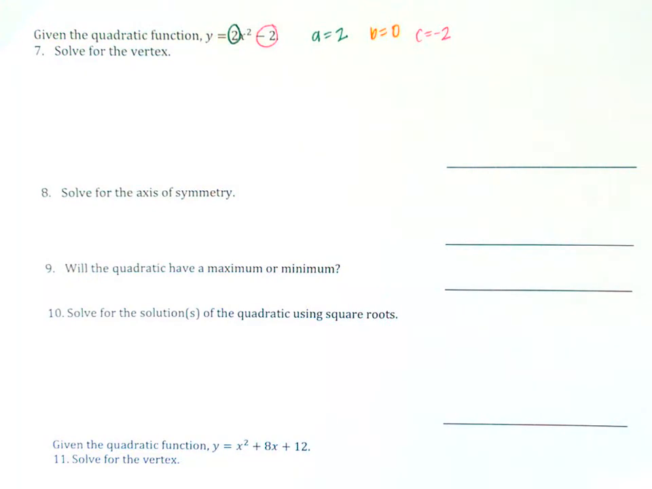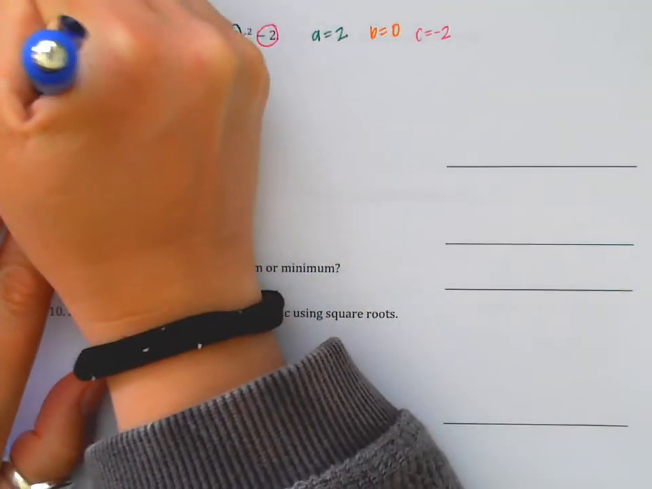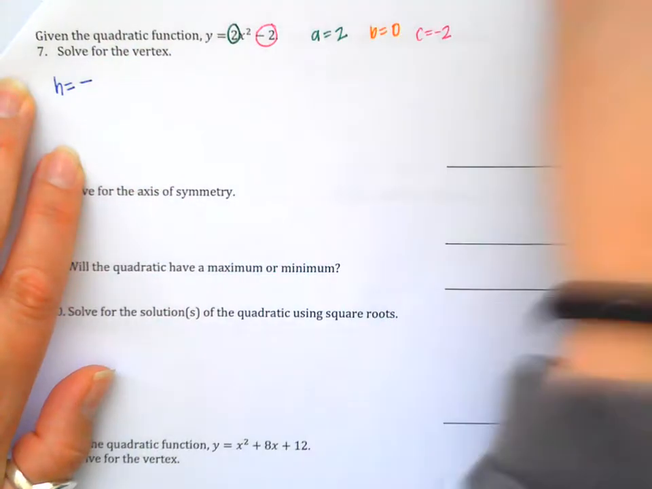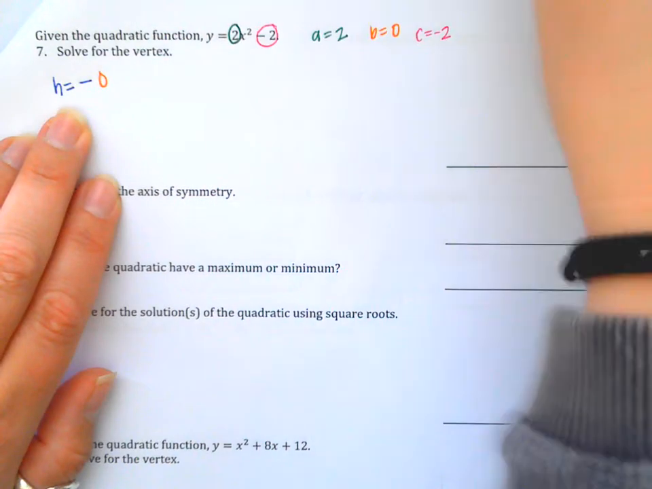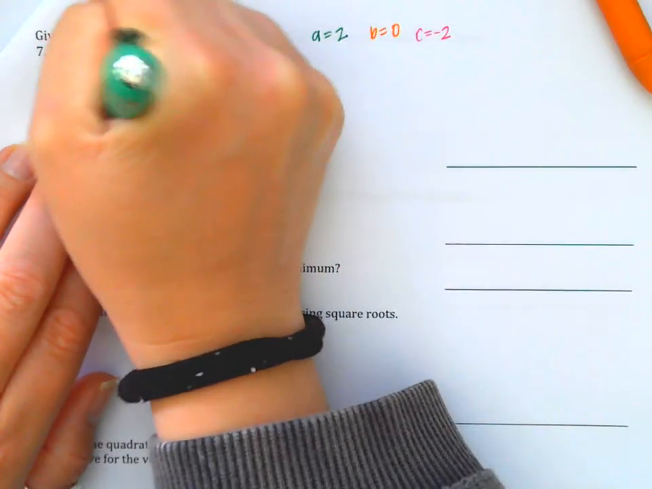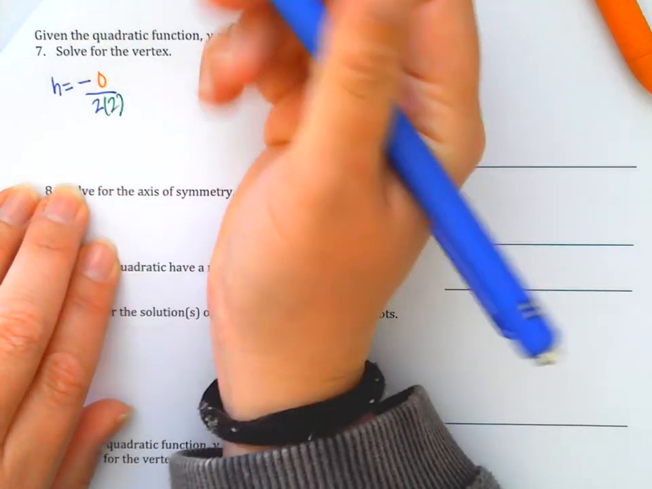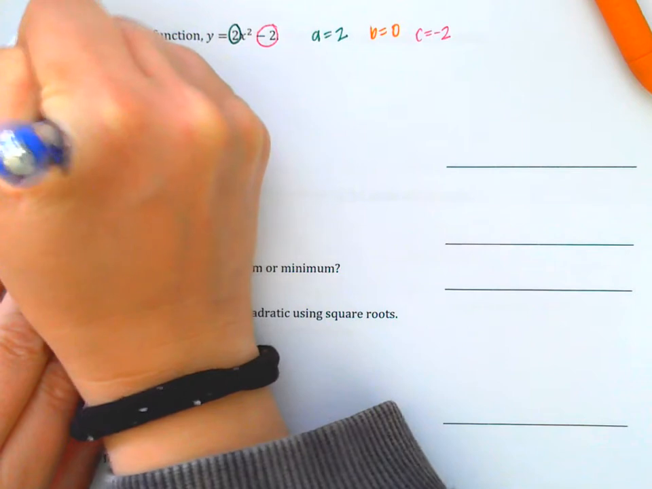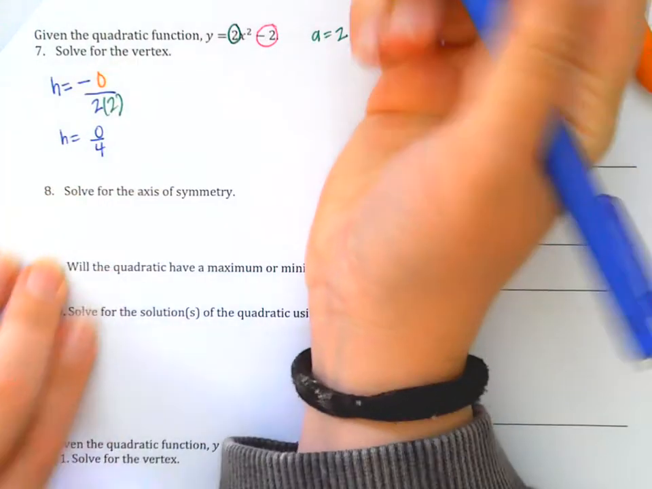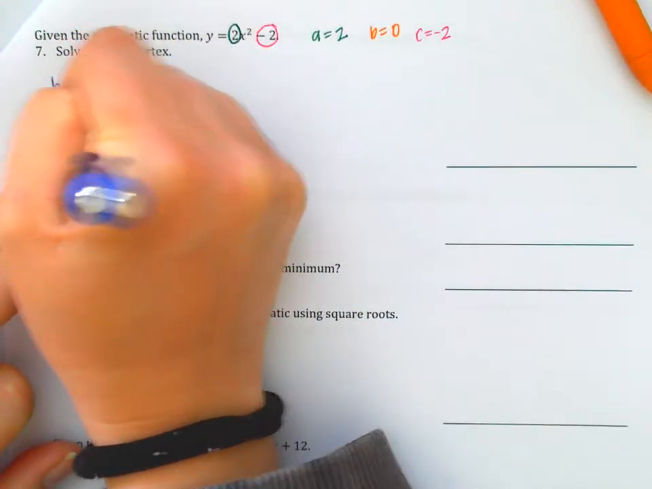Okay, so to solve for our vertex, remember our formula is opposite of B over 2A to find our H value. So let's start there. So H is equal to the opposite of 0 divided by 2A, so 2 times 2. Well, if you notice what happens, 0 over 4, well, anything when 0's on top is always going to simplify to be 0. So our H value is going to be 0.